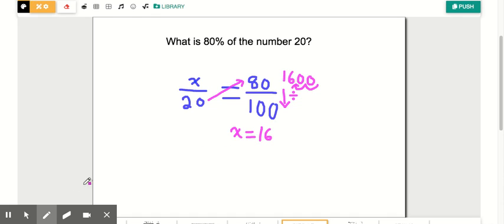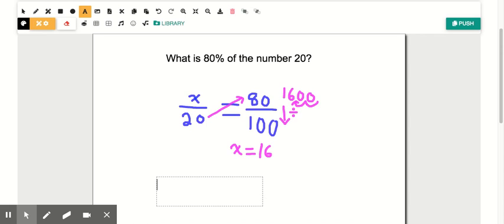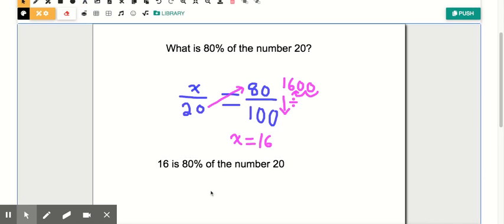But now I want to rewrite my sentence out so that I can make my connections. So I would say that 16 is 80% of the number 20. Right? And there you go. Hopefully that's what you got, and hopefully you're getting the hang of this and getting good practice with this.